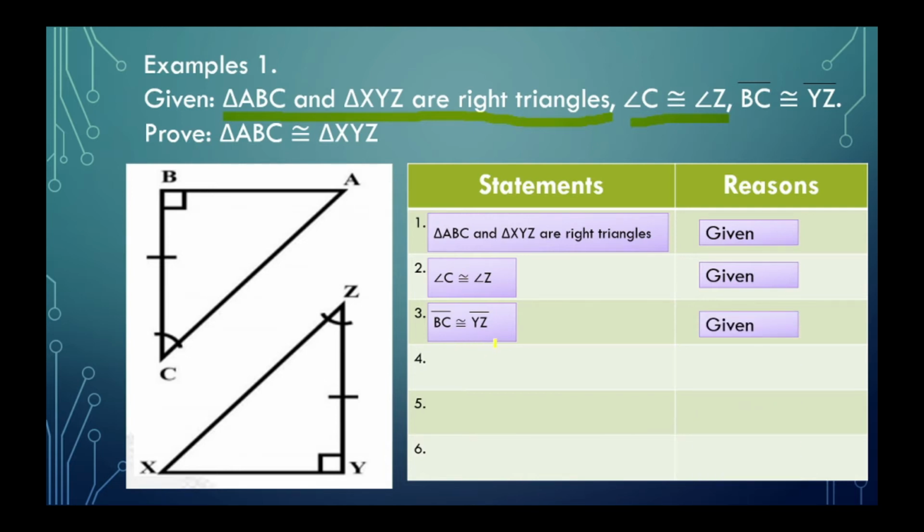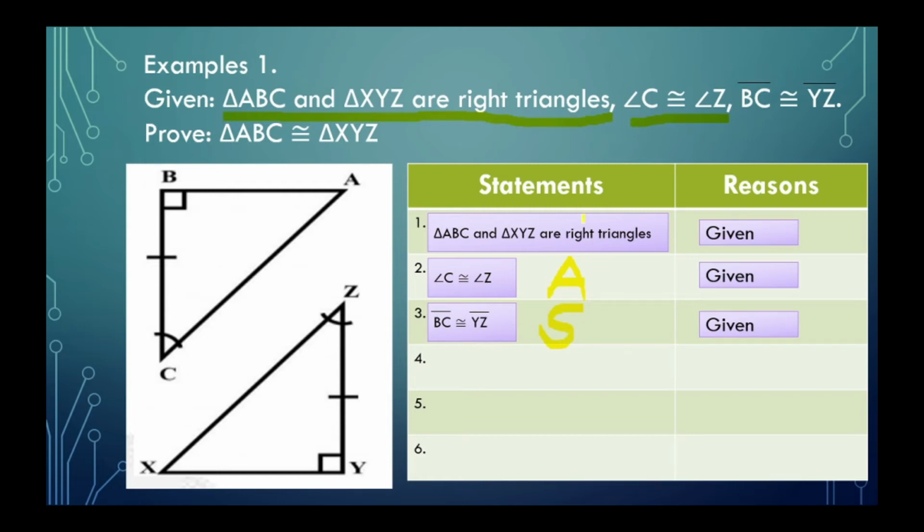That is also given. Now, since we are going to prove that these two triangles are congruent, analyze natin yung mga nailagay na natin sa statement. Pag nabuo na natin yung mga parts na congruent, pwede na natin i-prove na congruent yung dalawang triangles. So, dun sa statement number 2, yung angle C ay congruent sa angle Z. So, that is an angle. Okay? So, meron na tayong A. And then, dun sa statement number 3, side BC is congruent to side YZ. That is a side. So, we have already A and then we have S.